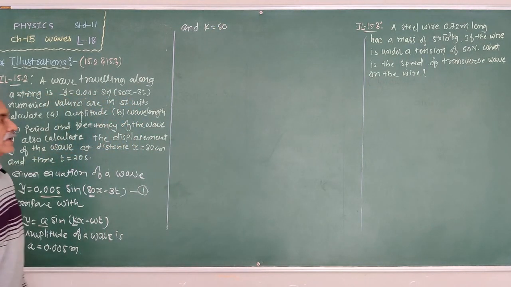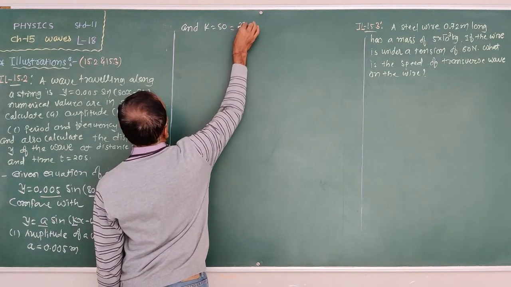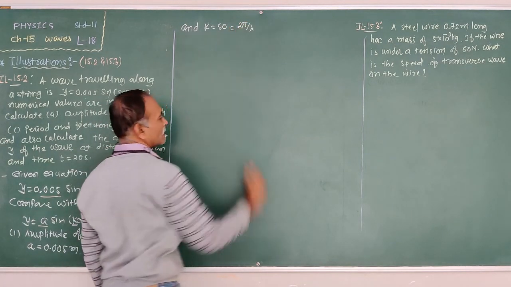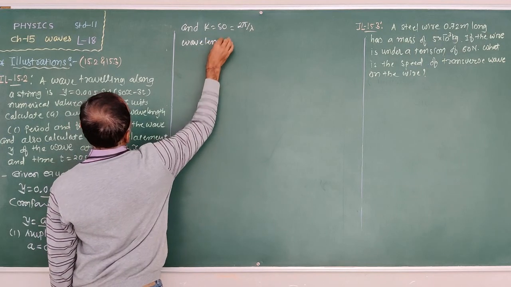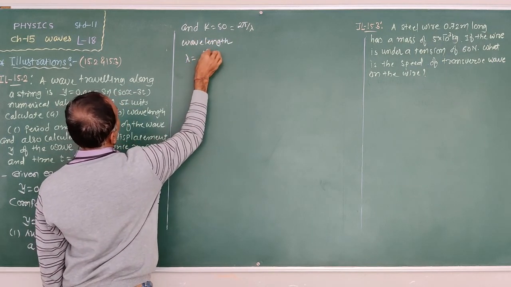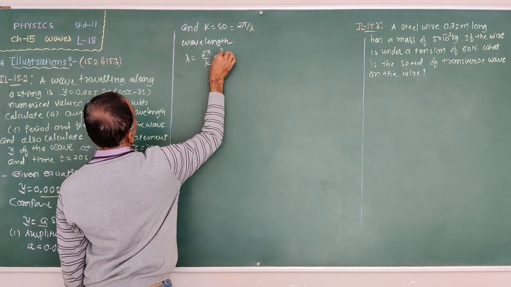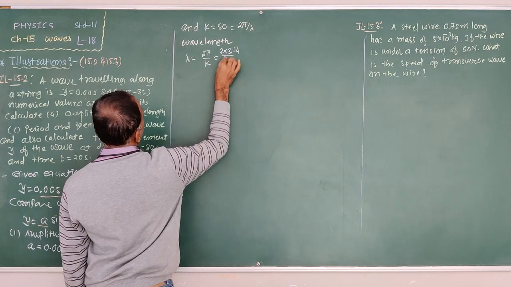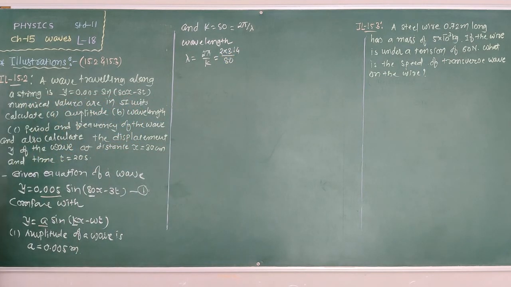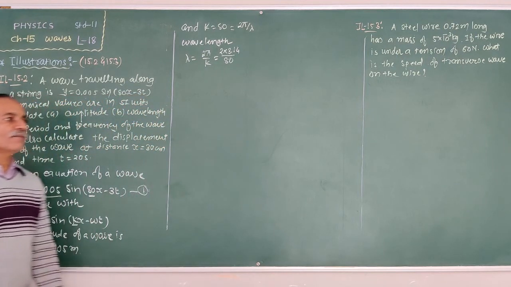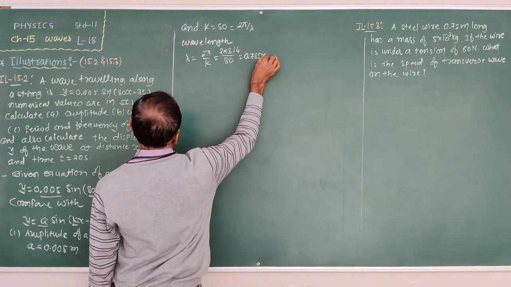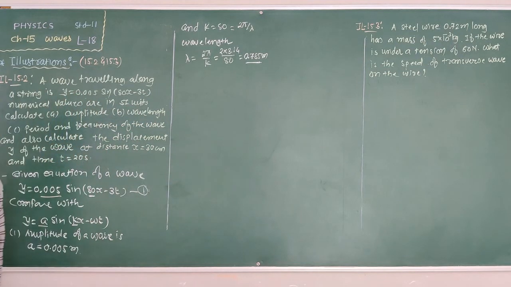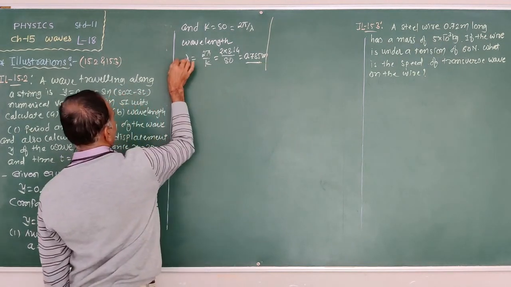Now k is given as 2 pi upon lambda. Therefore, the wavelength lambda is equal to 2 pi upon k, which is 2 times 3.14 upon 80, since k is 80. Simplified, we obtain 0.785 meter. That is the wavelength of the wave. That was part B.